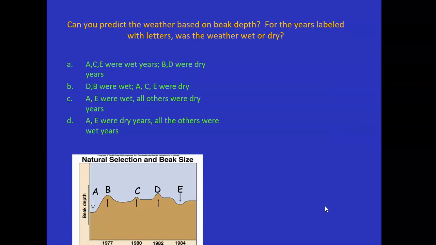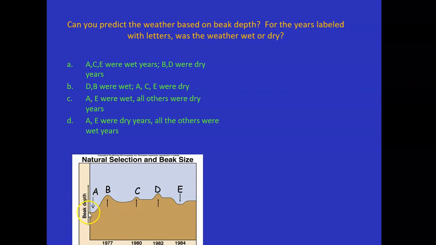Okay, welcome back. So if you were able to correctly piece together all the clues that I've given you so far, then you would have concluded, just like the Grants did, that years A and E were wet years and all other years were dry years. So based on just beak depth alone, you could make a prediction on what the weather had been like. Okay, and this is linking changes in the environment to changes in the population. This is natural selection. This is where it's at.